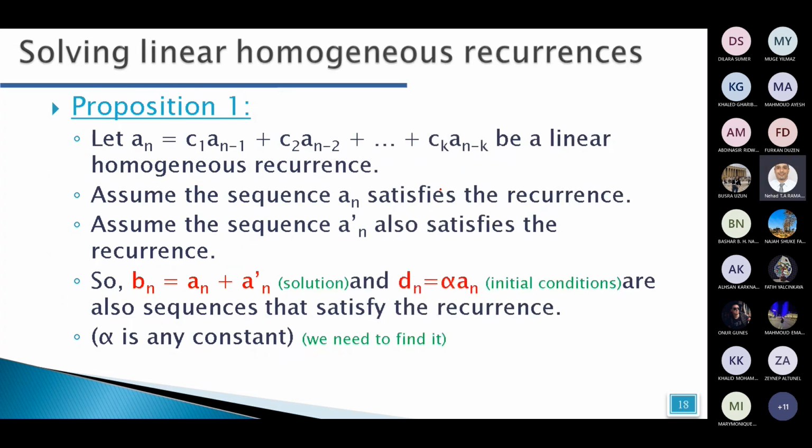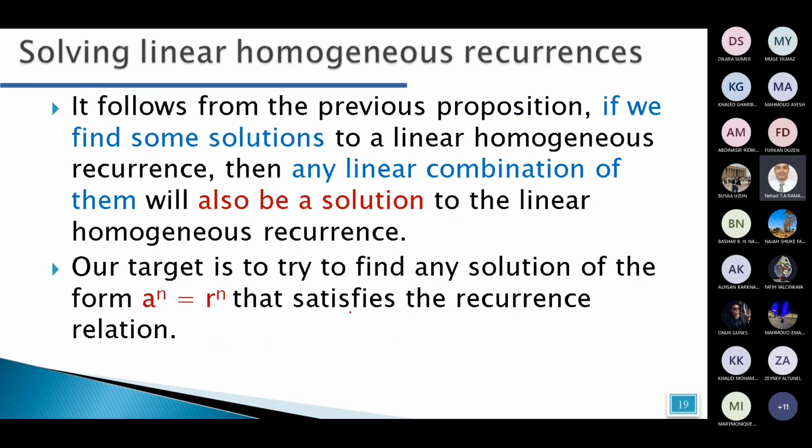Okay, so I already mentioned this. I don't want to repeat again, but shortly, when we have a recurrence relation and this recurrence relation has more than one solution, the solution for this recurrence relation will be the summation of these two solutions. And the initial conditions can be obtained from this one, constant multiplied by a_n. We will take it with examples.